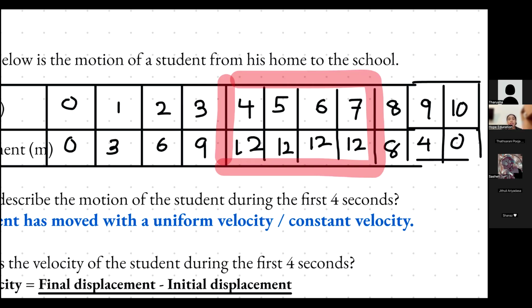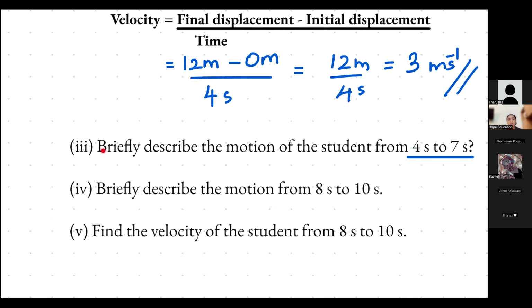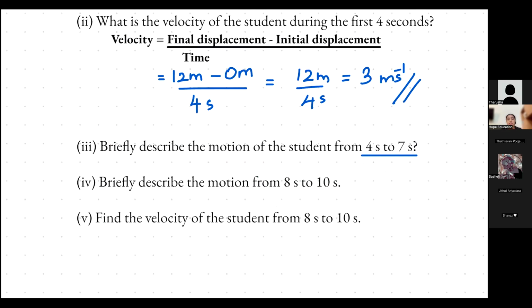So what is the answer for the third question? Briefly describe the motion of the student from 4 seconds to 7 seconds.